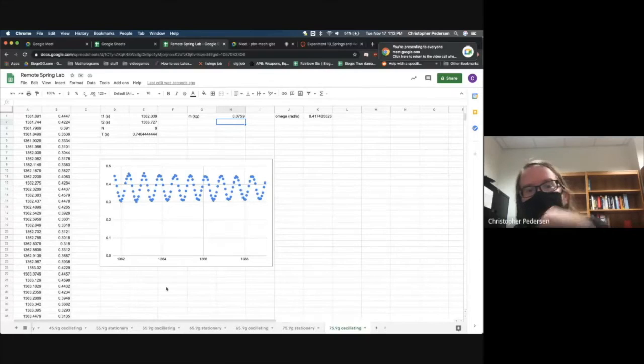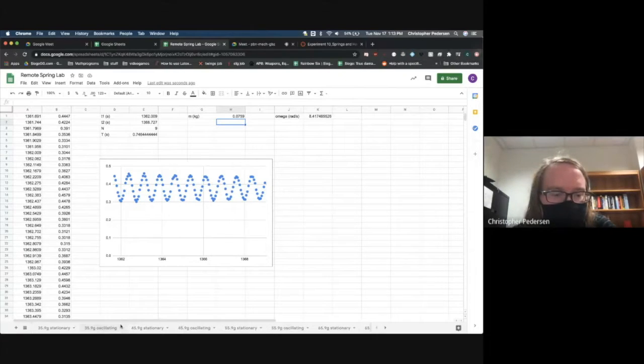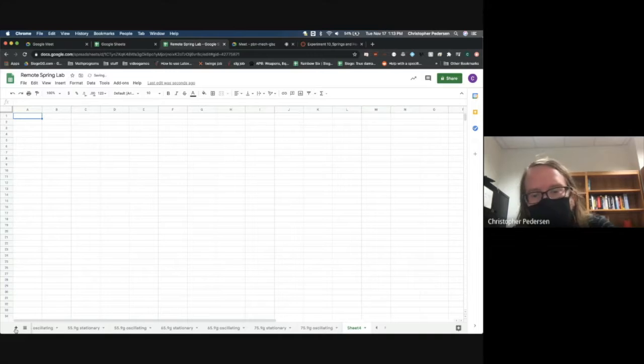All right, so now I have all of my data here. I've got 36, 46, 56, 66, and 76 grams for stationary and oscillating. So now what I want to do is just make a new sheet, and I'm just going to have this be stationary.